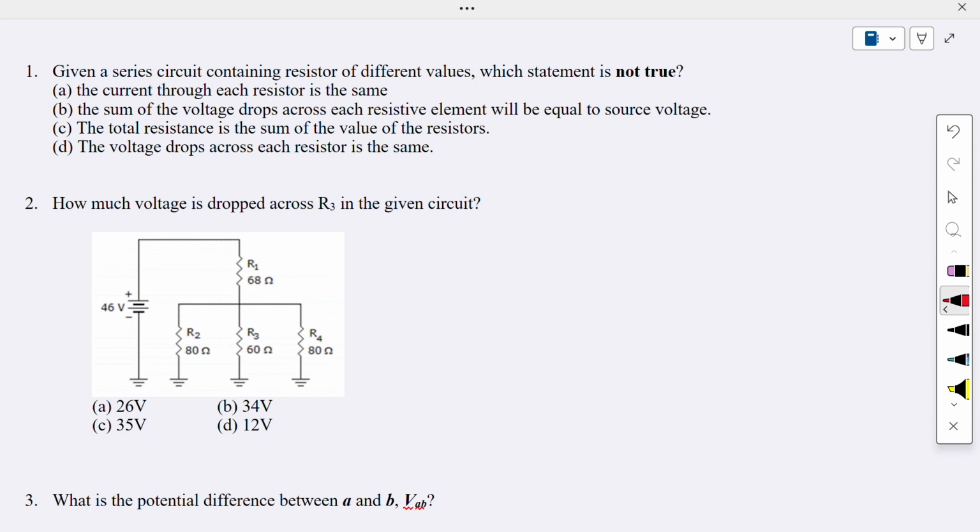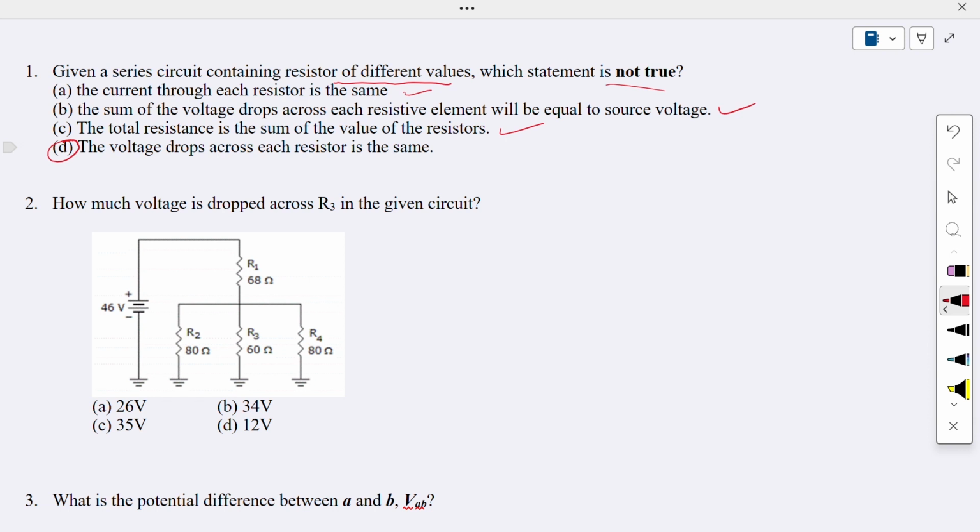Let us see question number 1. Given a series circuit containing resistors of different values, which statement is not true? The current through each resistor is the same. This is true. The sum of the voltage drop across each resistor element will be equal to the source voltage. This is true. The total resistance is the sum of the value of all the resistors. That is true. The voltage drop across each resistor is the same. This one is not a correct statement, because the resistance values are different, so the voltage drop across each resistance will be different.